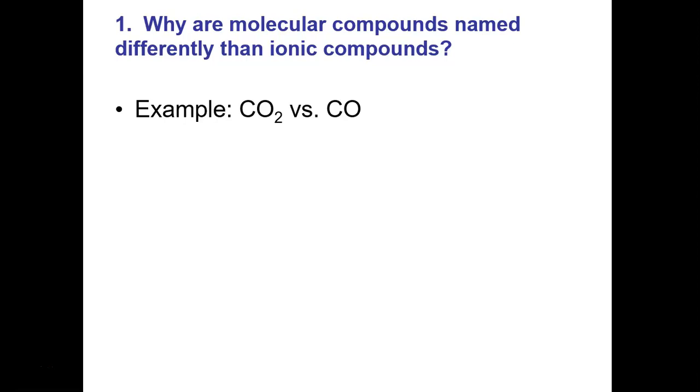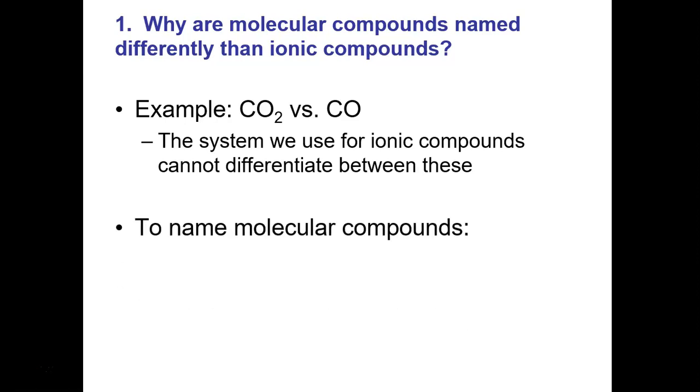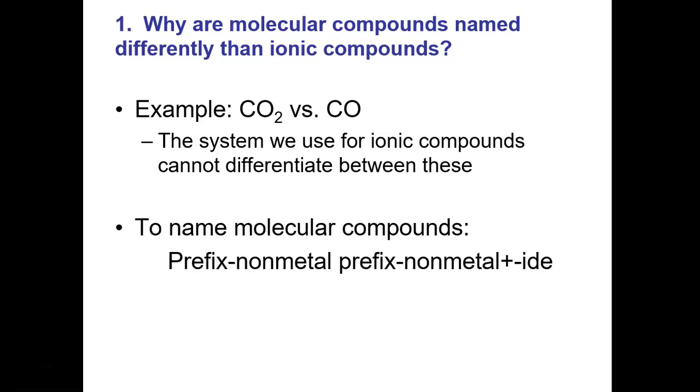And we really can't use the Roman numerals here because that specifically refers to charge, and these are covalent compounds. There's really no charge involved. So we have to use a totally different system to name molecular compounds, and when we do that, we use a prefix and the name of the first nonmetal, and then another prefix and the name of the second nonmetal, plus that same suffix "ide" that we used in ionic naming.